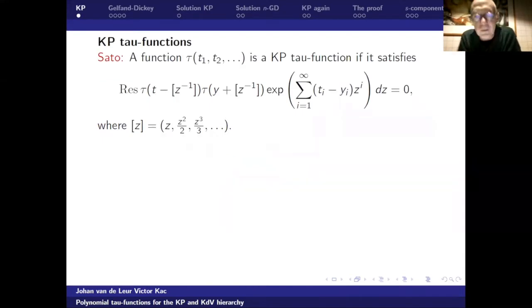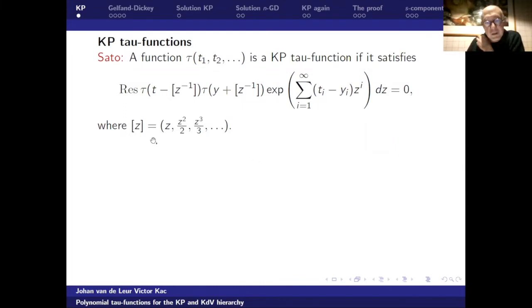Okay, so let me go to the first. What is a Kadomtsev-Petviashvili tau function? Well, that's a function that satisfies a certain so-called bilinear identity, or Hirota bilinear identity. This is the identity here, the bilinear identity. And here the residue means that you take the coefficient of z to the power -1. This may be a bit strange because the left-hand side is defined in z inverse, and this part is defined in z, but you can somehow make sense of this.